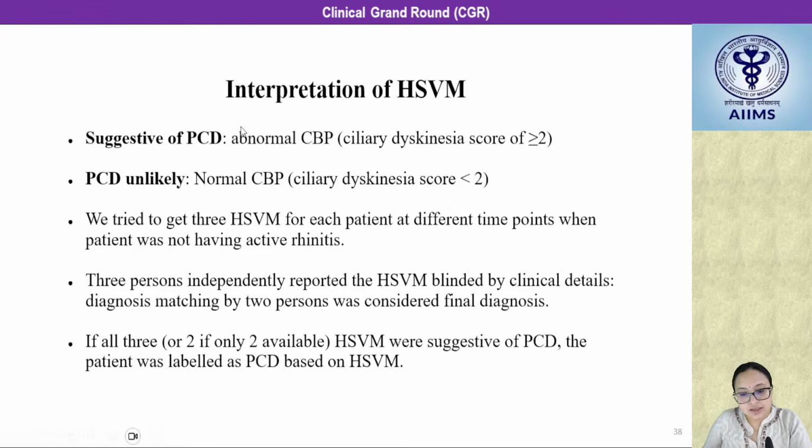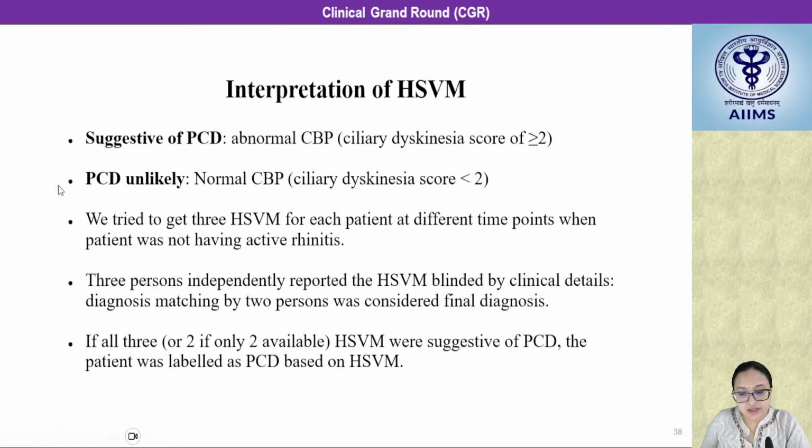And then the final interpretation would be either the sample is suggestive of PCD, that is, the ciliary beat pattern is abnormal with a ciliary dyskinesia score of 2 or more. PCD is said to be unlikely if the ciliary beat pattern is normal and the dyskinesia score is less than 2.